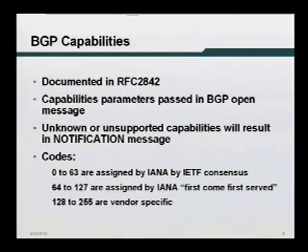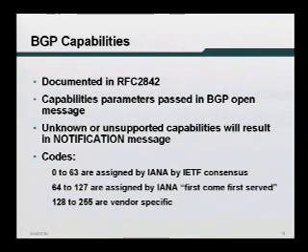The way that BGP was extended to do this was by adding this capability functionality, and that was documented in RFC 2842. The capabilities parameters are passed in the actual BGP open message. So when you start BGP on your router, it sends an open, basically a hello, to the neighbor, and in that open message it will indicate what it actually supports. And of course, if your neighboring router can support that capability, then the negotiation happens like that. Unknown or unsupported capabilities result in the notification message.